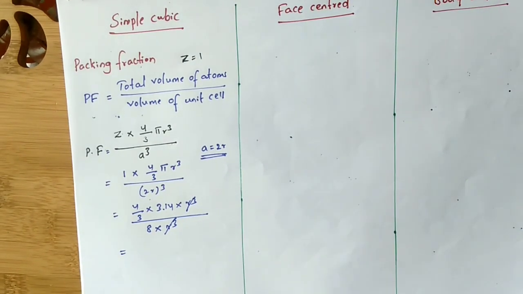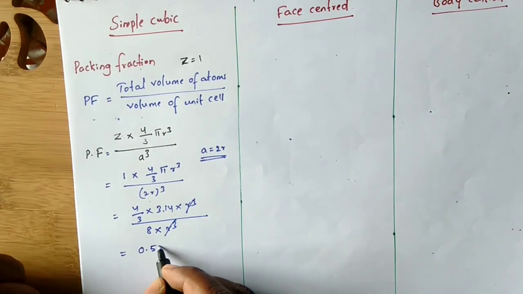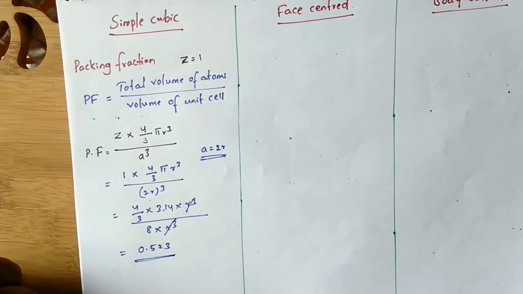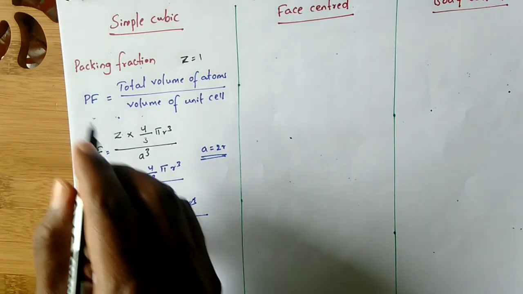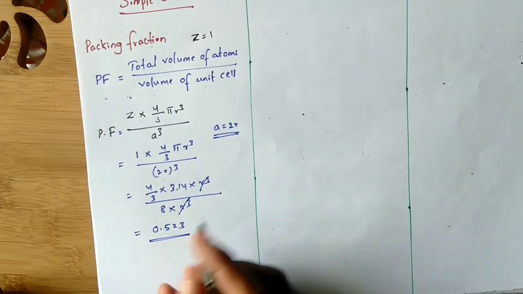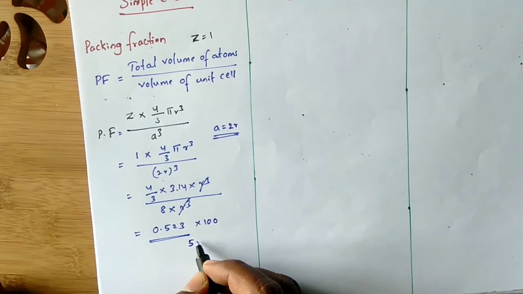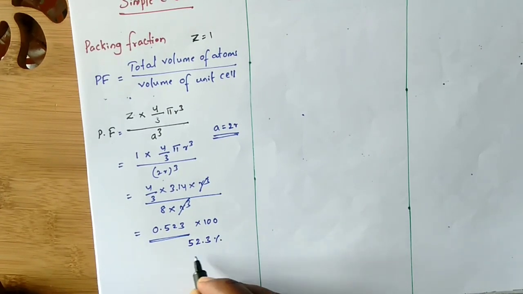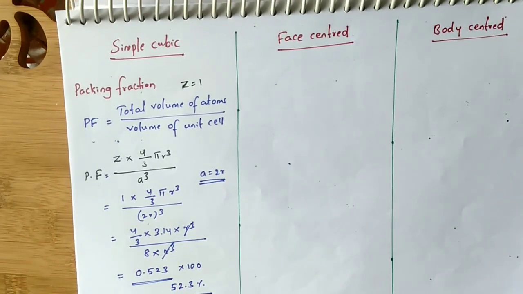Okay, so if you solve this, you will get 0.523, which means this much fraction of space in the unit cell is occupied by the atoms. This is the packing fraction in simple cubic. If you want it in percentage, you can multiply with 100, then 52.3 percentage of space inside the unit cell is occupied by the atoms. This is the packing fraction in simple cubic.